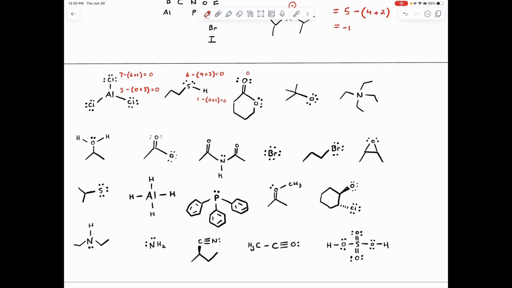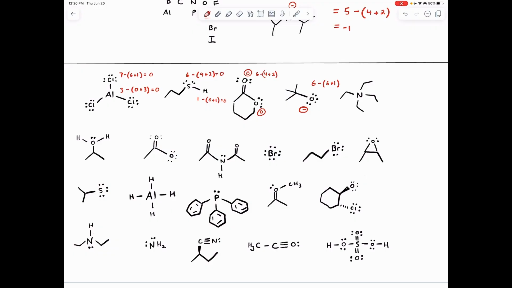This oxygen up here has a formal charge of 0 because it's 6 minus 4 dots and 2 lines. Okay, double bonds. That is 2 lines right there. Same with this oxygen right here. This oxygen is also 0. Okay? This oxygen in the structure right here, it's 6 minus 6 dots and 1 line, so 6 minus 7. That has a formal charge of -1. So the way that we express that is just a negative sign right there.